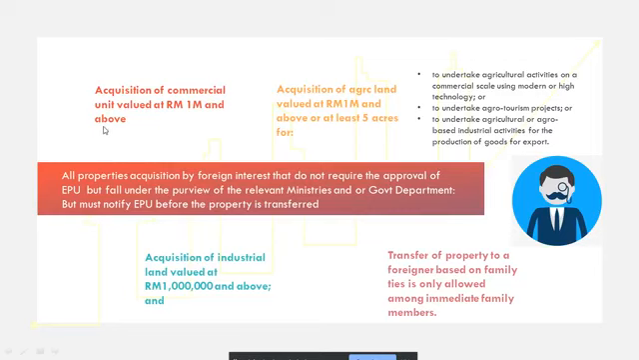above. So commercial unit lah, berharga 1 juta yang ke atas. Kedua adalah acquisition of agricultural land yang dinilai value 1 million and above or at least 5 acre. Ketiga adalah acquisition of industrial land value 1 million and above. Dan sekali ada transfer of property to a foreigner based on family ties. It's only allowed among immediate family members. So kategori ni tak perlu pun approval pada EPU, tapi di bawah bidang kuasa kementerian atau jabatan yang lain lah, bukan EPU.